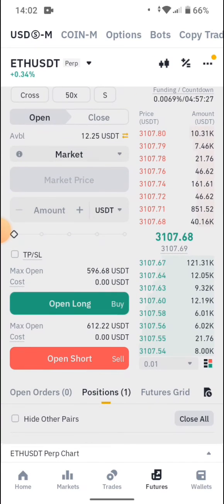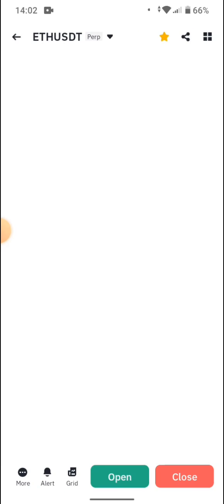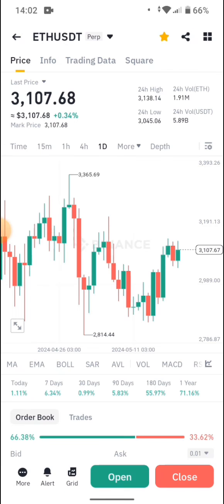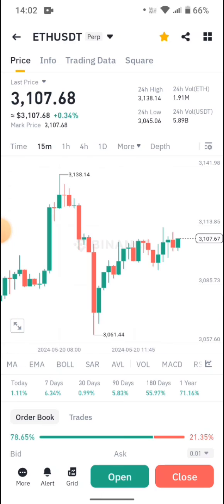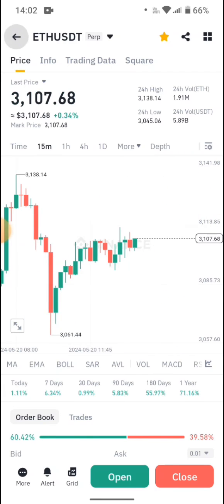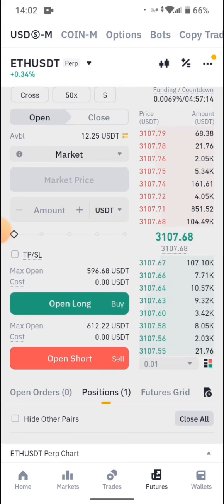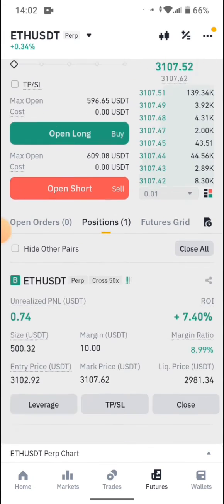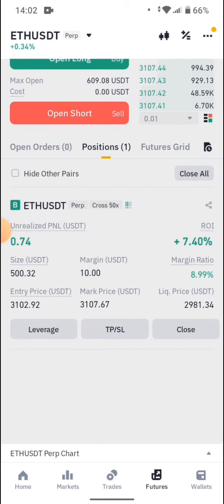So if we go to the chart at the top here, you can basically see the chart of Ethereum. So guys, this is basically what you just need to know as a beginner. All right, try to explore. I've not explained everything. Try to explore the platform so you can basically know more.